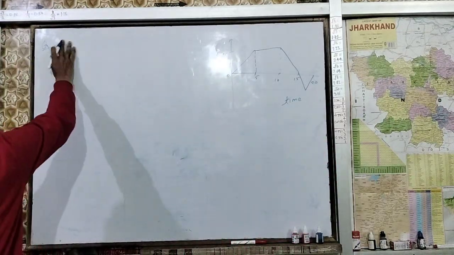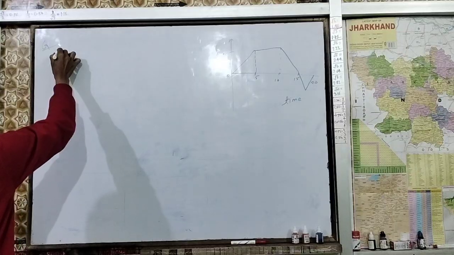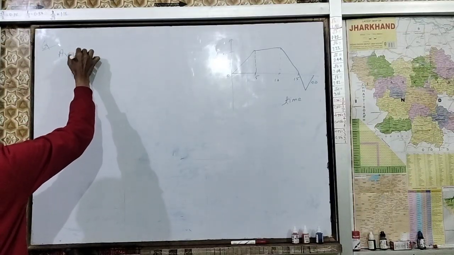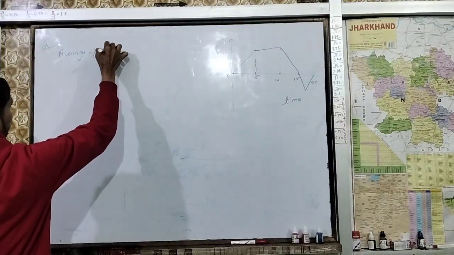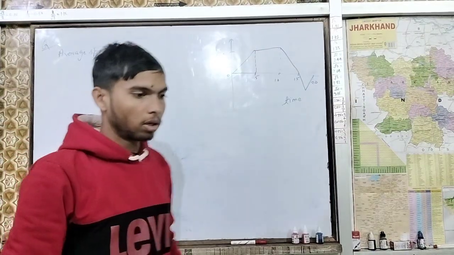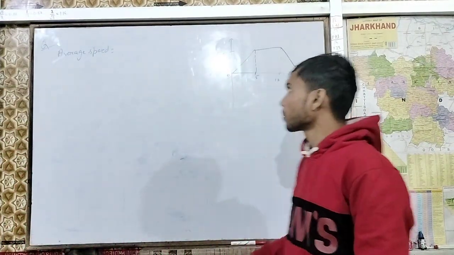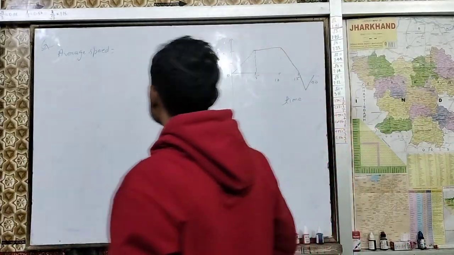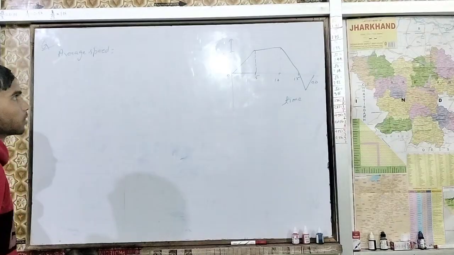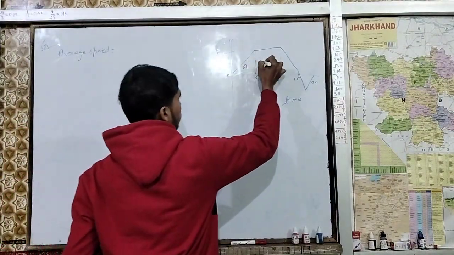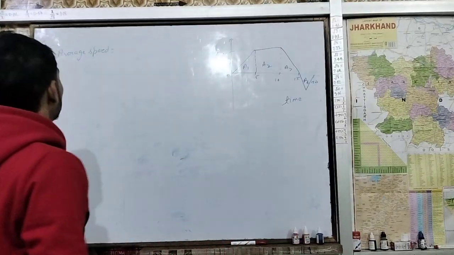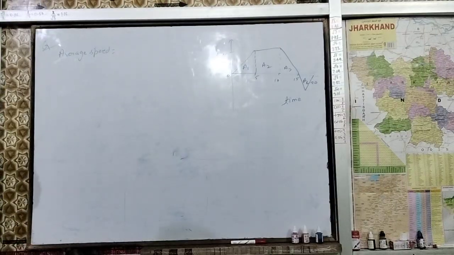Kishan is asking about average speed. Average speed does not care about the negative. It will take negative as positive. So this will be our A1 and this A2, A3 and this is our A4. So what is the total distance?